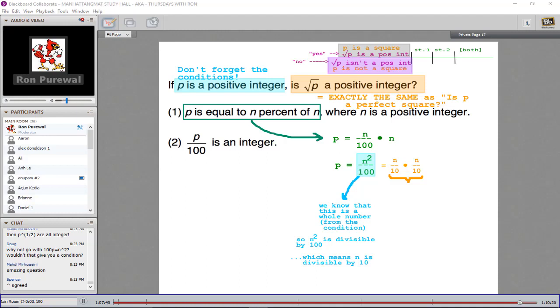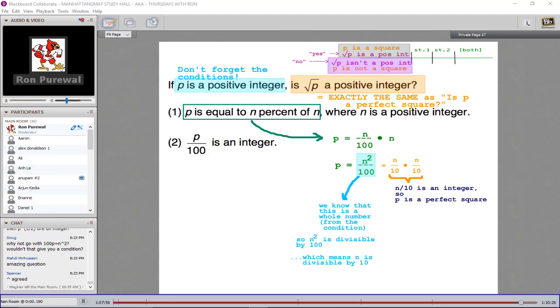The square of an integer. So this is a perfect square. How about that, sufficient? It's pretty neat, yes. So statement 1 is sufficient.